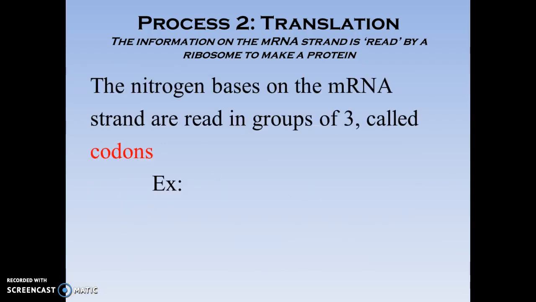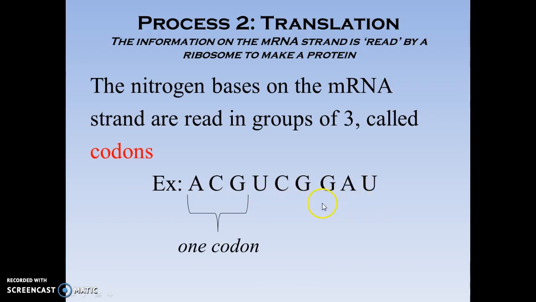How exactly do the ribosomes read this message? Well, the message is read in groups of 3 nitrogen bases at a time, and we call these groups of 3 codons. So for example, here's a group of 3 nitrogen bases, ACG, and that forms one codon. Here's another codon made up of 3 letters, and another codon made up of 3 letters. And it's these 3-letter groupings that the ribosomes use in order to read this message.